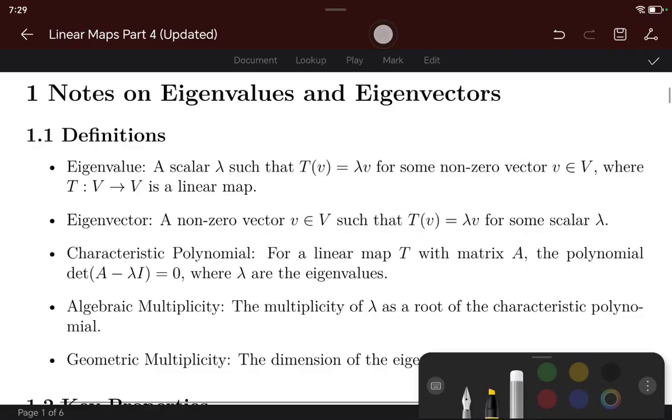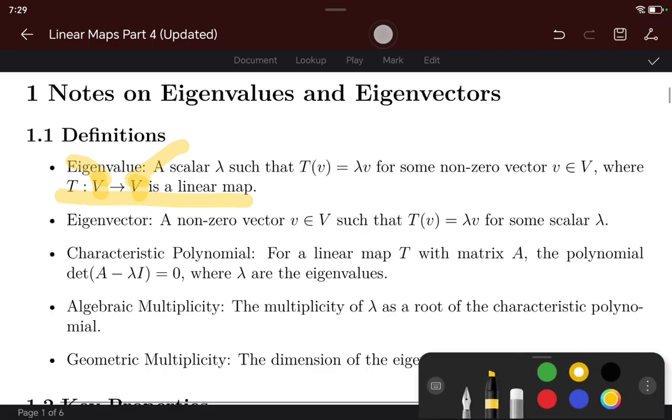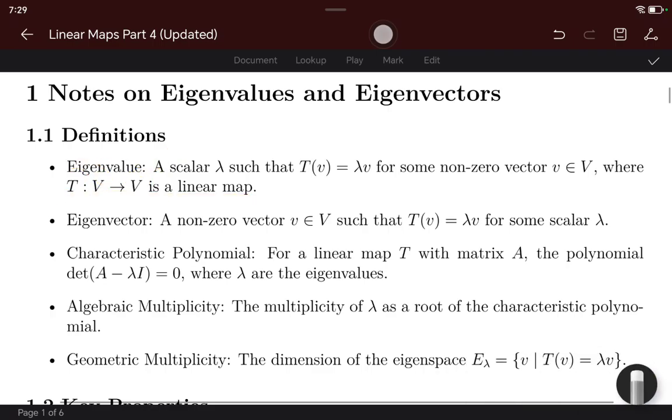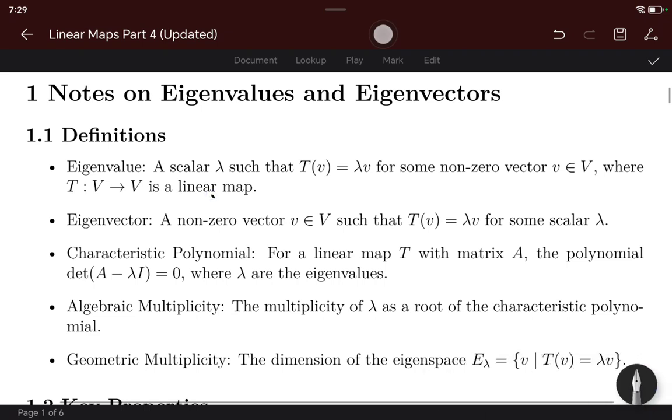Now, we remember that when we talk about a linear map from V to V, given that the domain and the codomain are equal, we call this a linear operator. I think I should have written linear operator here, but I just wrote linear map because I realized that most people are used to linear map. So we call this linear map a linear operator.